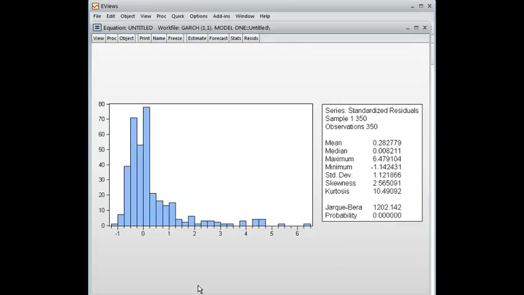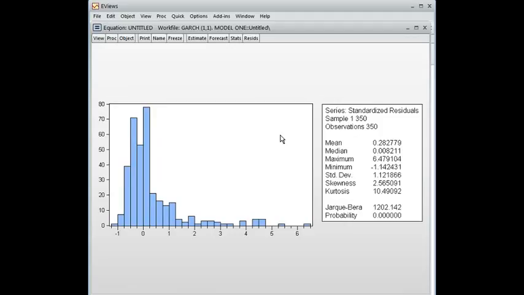So what is the decision for this model? There is no serial correlation, there is no ARCH effect, but the residuals are not normal. No serial correlation, that is a good sign. No ARCH effect, that is a good sign. But when the residuals are not normal, that is a bad sign.